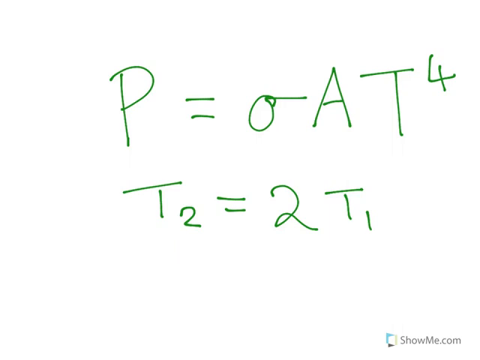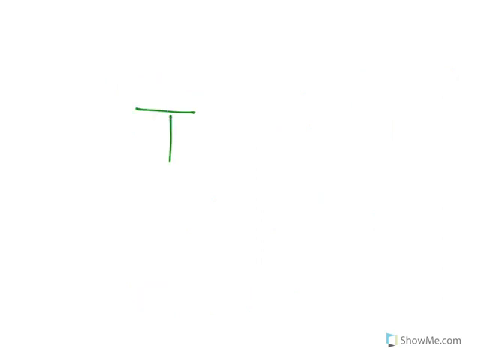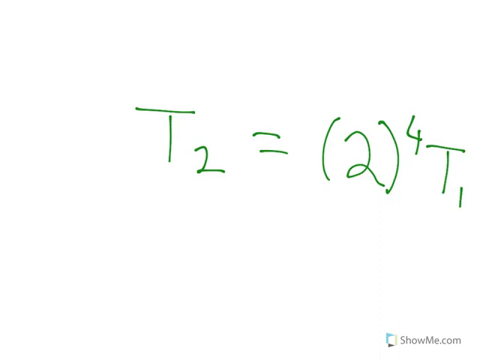Well, using the rule from before, if we have that P is proportional to T to the 4, because sigma and A are both constants, because we don't expect a black body to change in size, then using our rule from before, we should have that P2 is equal to 2 to the power of 4 times P1. 2 to the power of 4 is 16, so P2 is equal to 16 P1.